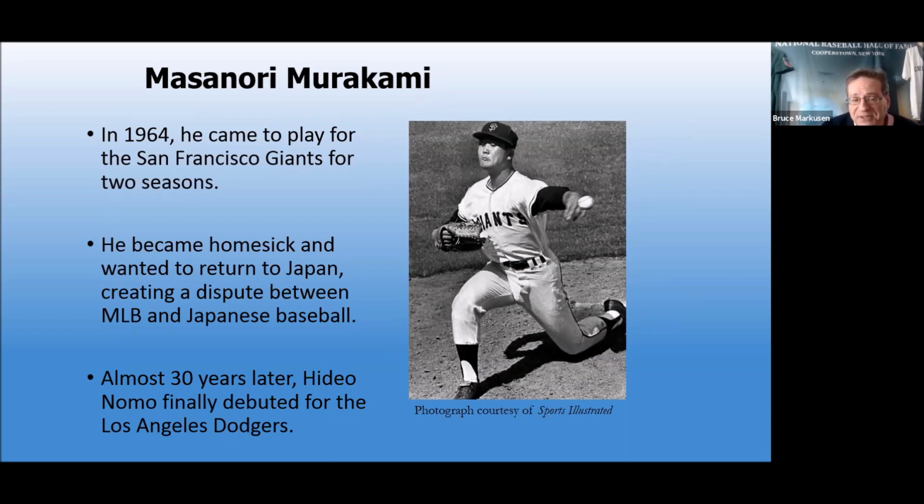But after his second season, he became a little bit homesick. He also felt an obligation to his original team, the Nankai Hawks in the Japanese leagues. He wanted to return to Japan, and he did. But this created a dispute between Major League Baseball and Japanese baseball. The two organizations had hard feelings. So for the next 30 years, no other Japanese players could come to the US to play.